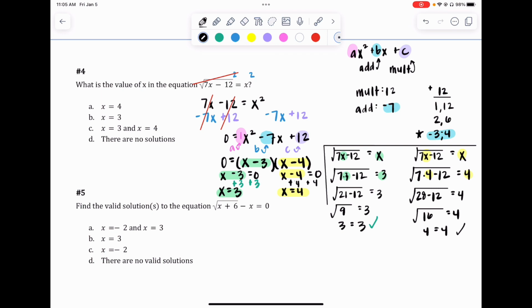So for what is the value of x in the equation, we end up with x equals 3 and x equals 4, because both of them worked in the check.